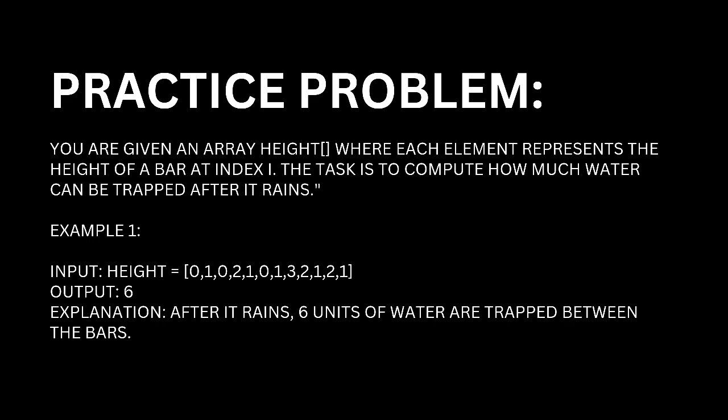So the problem is pretty simple. It goes like this. You are given an array of heights where each element represents the height of the bar at index i. The task is to compute how much water can be trapped after it rains. For example, you have heights 0, 1, 0, 2, 1, 1, 2, 3, and this is just a random array, right? And your output is 6. So after it rains, 6 units of water are trapped between the bars. So that is your particular output, right?